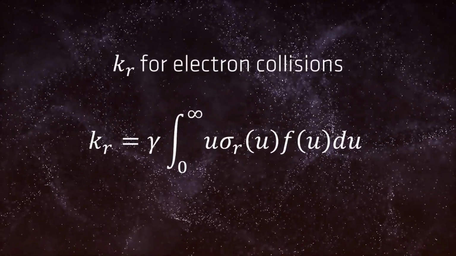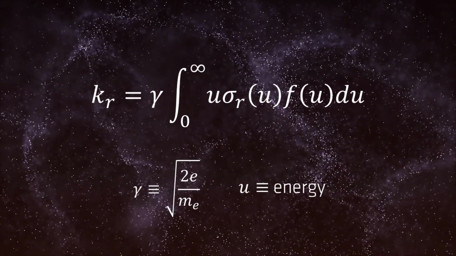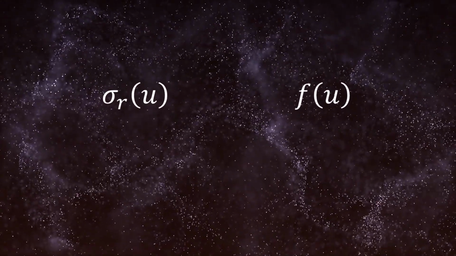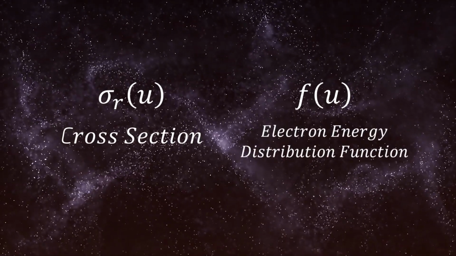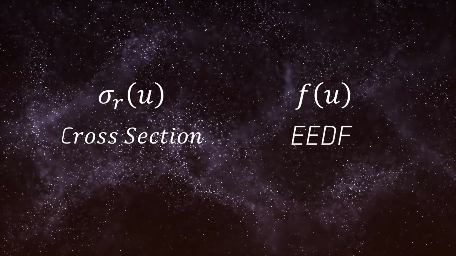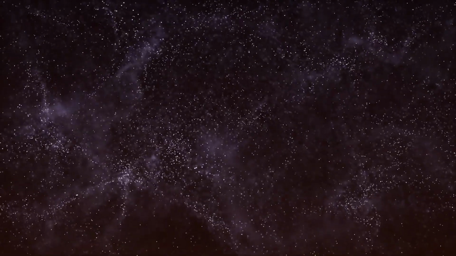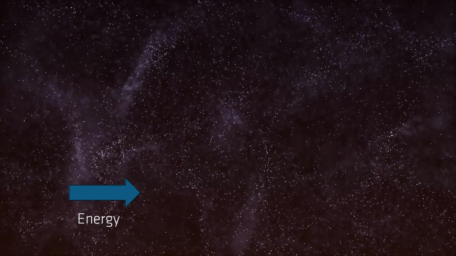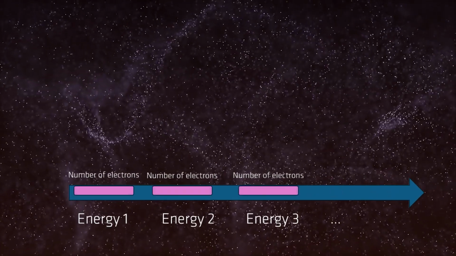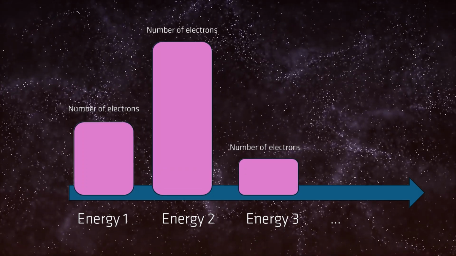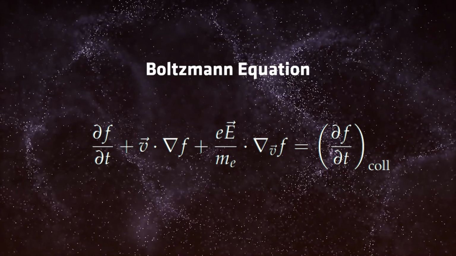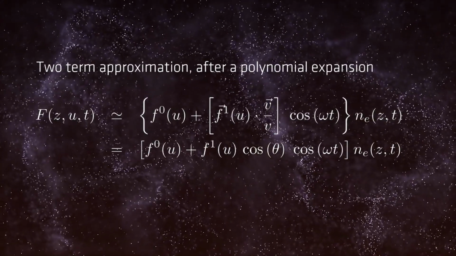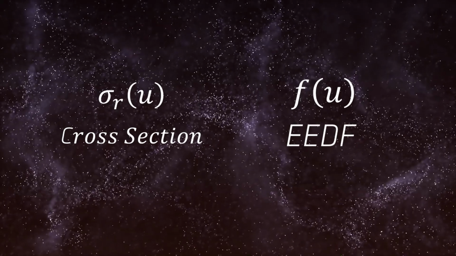However, rate coefficients of reactions involving electrons can be calculated using two critical pieces of information: cross-sections, which essentially tell us the likelihood of a reaction, and the electron energy distribution function, or EEDF for short. The EEDF describes how the electrons in the plasma are distributed across different energy levels. To find it, we often solve the electron-Boltzmann equation. One approach is the two-term approximation, which simplifies the process and gives us a reliable estimate of the EEDF.